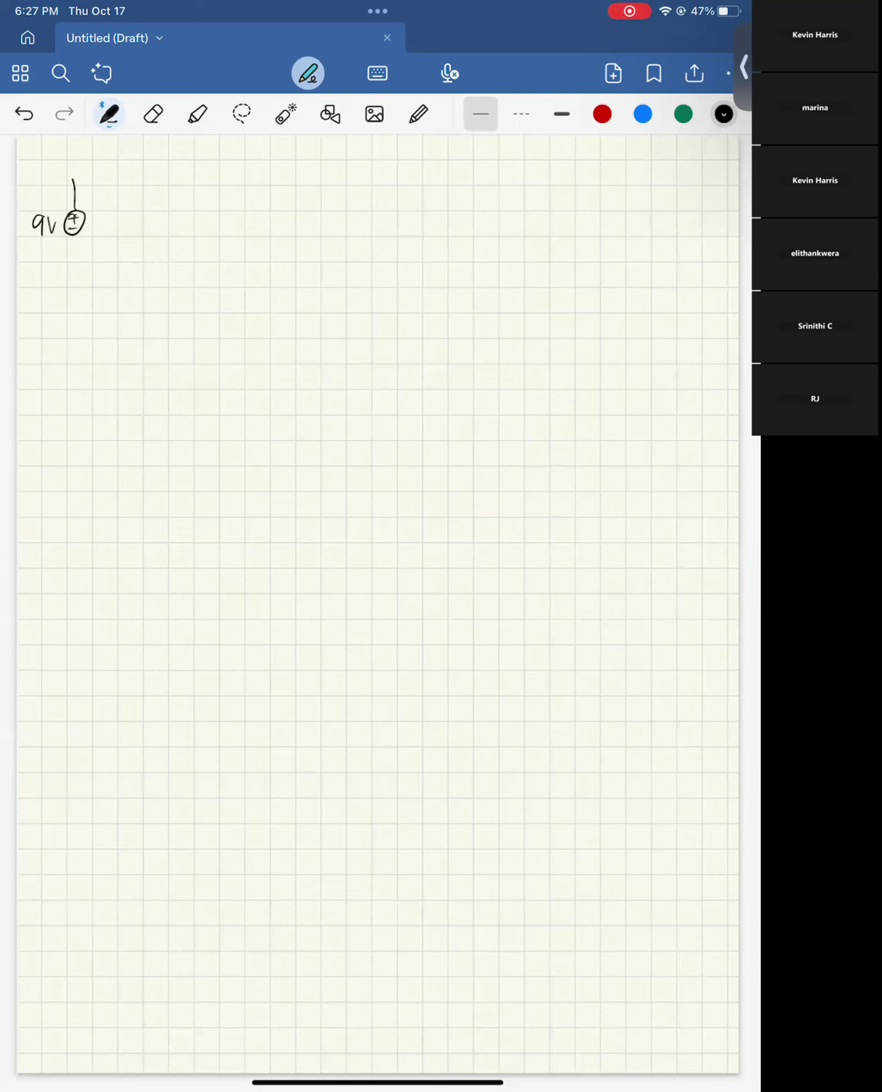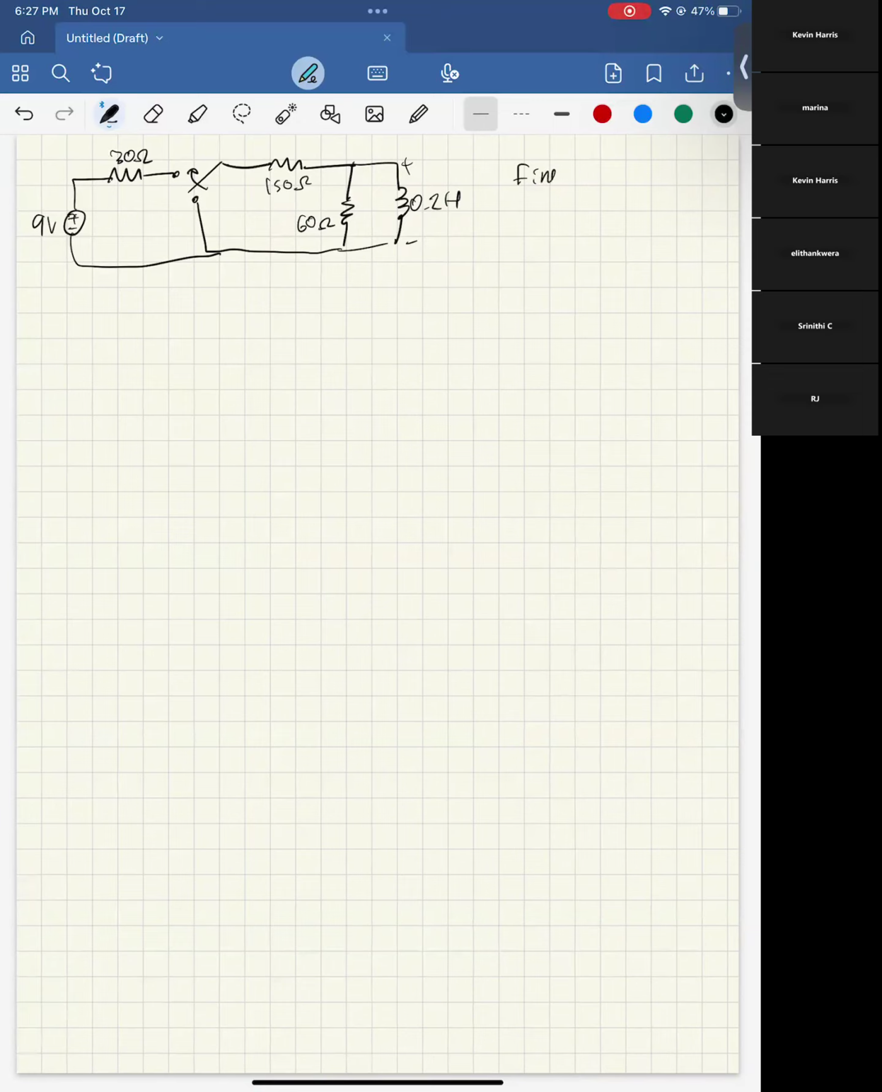So 9 volts, 30 ohms, and then we have our switch here, and it goes like that. Okay, 30 ohms, 150 ohms, 60 ohms, 0.2 henries. So here the goal is to find VL of t.